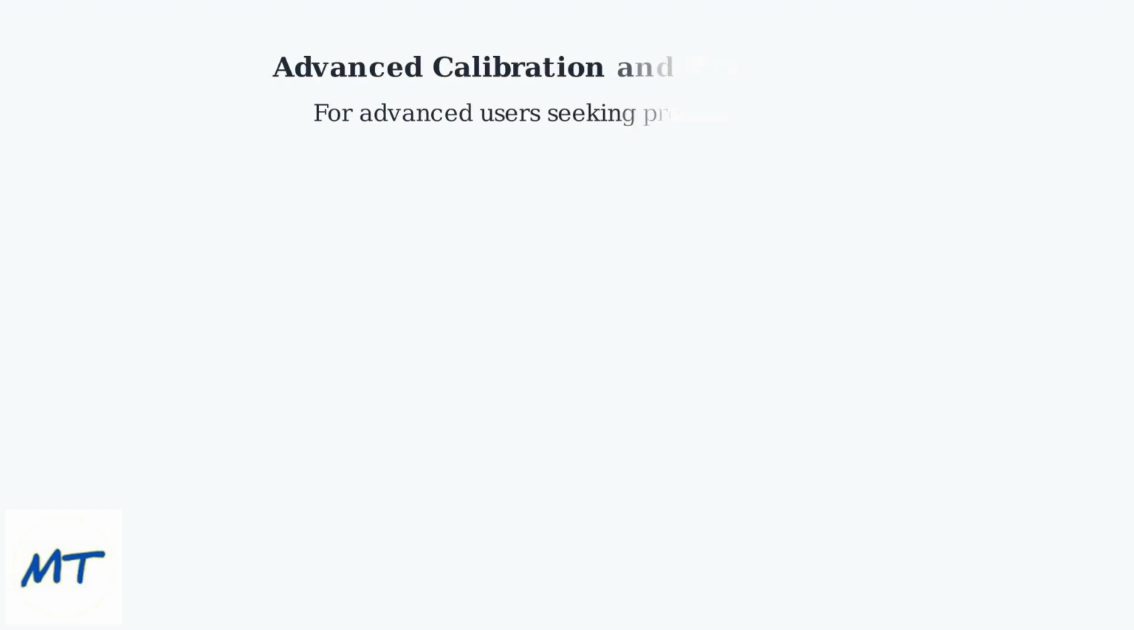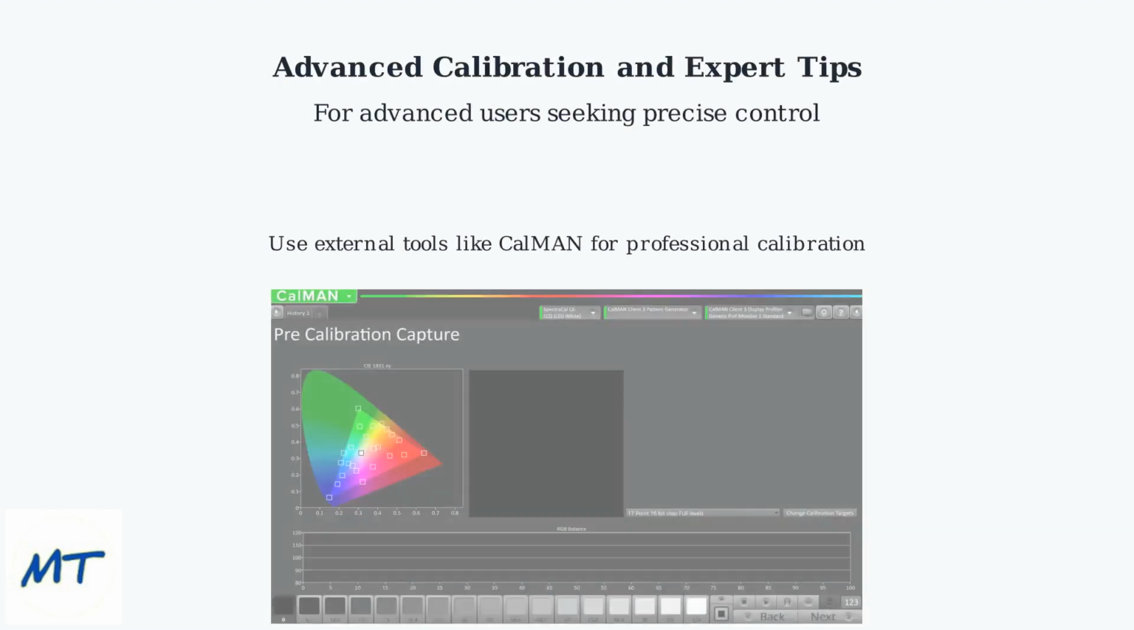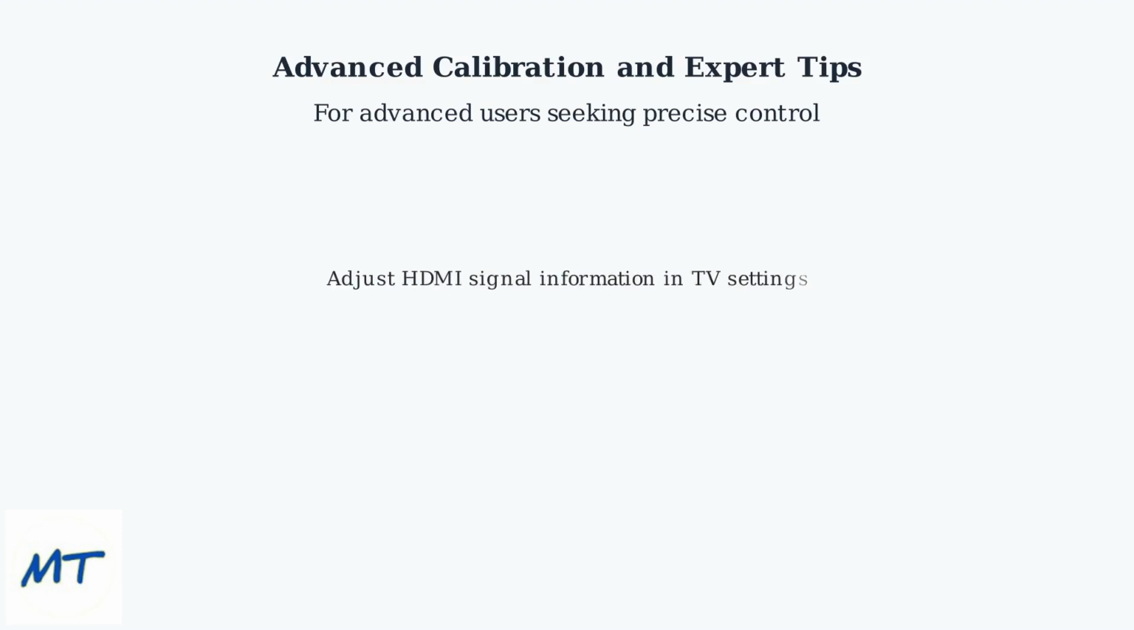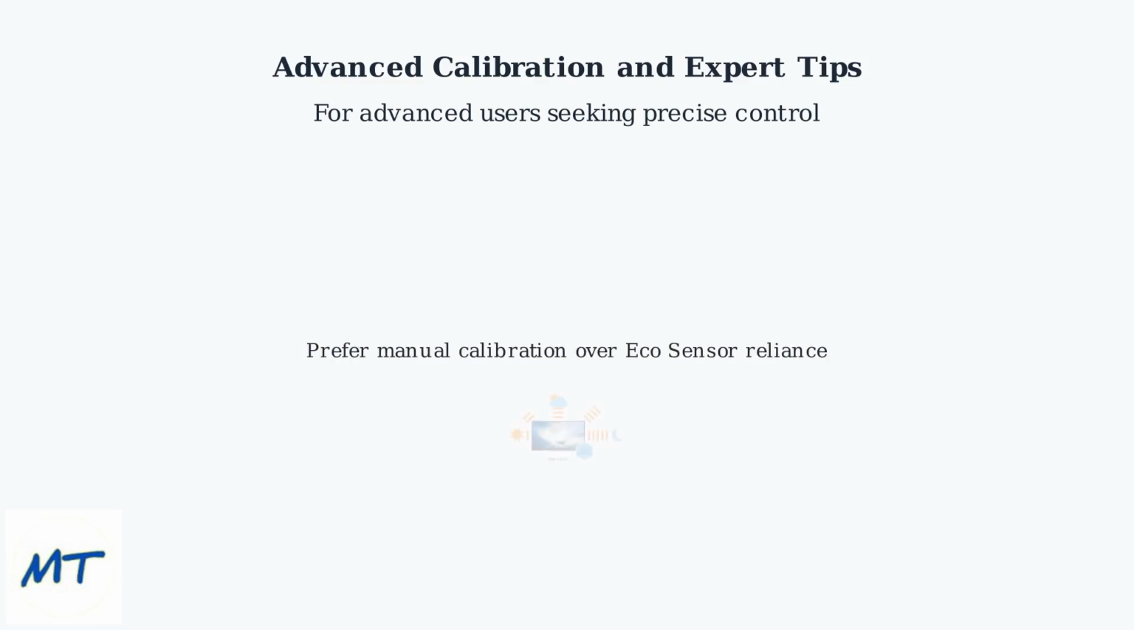For advanced users, consider calibrating your TV using external tools like CalMan software. This professional-grade tool helps measure and adjust color accuracy, brightness, and contrast precisely. You can also fine-tune settings by checking HDMI signal information in your TV's picture menu, ensuring optimal signal processing for brightness stability. Experts recommend manual calibration settings over relying solely on the Eco Sensor, which can sometimes cause unwanted brightness changes.